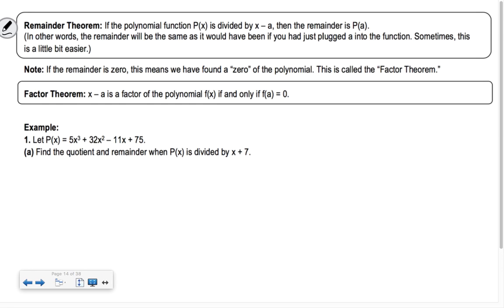Just like with regular numbers, if I get a remainder of 0, that means that it factored evenly, right? So that's what goes further. We have the remainder theorem, and now we have the factor theorem. The factor theorem says if x minus a is a factor, then f of a equals 0, or the remainder equals 0.